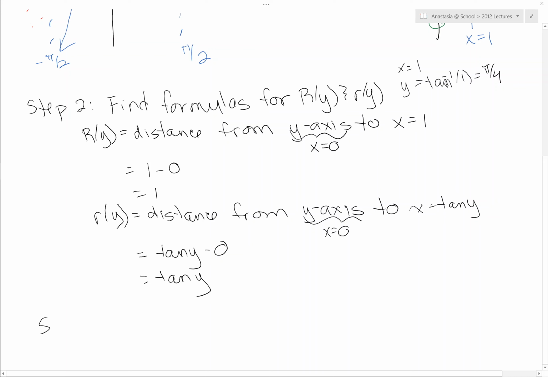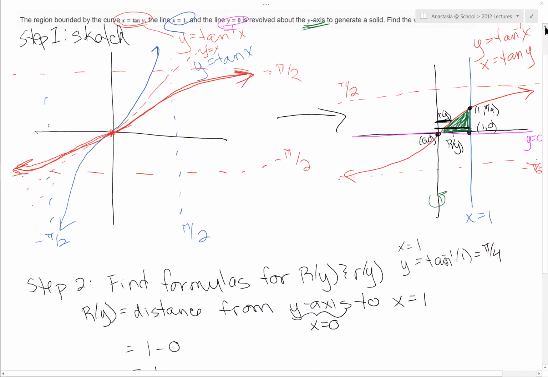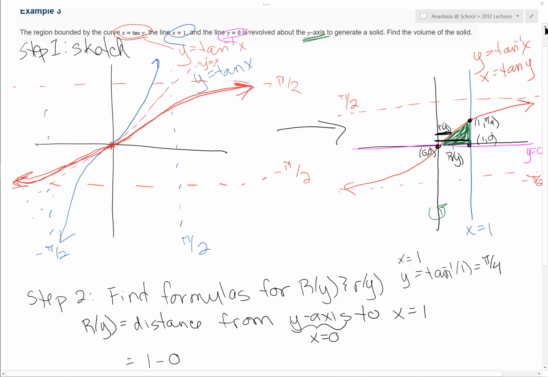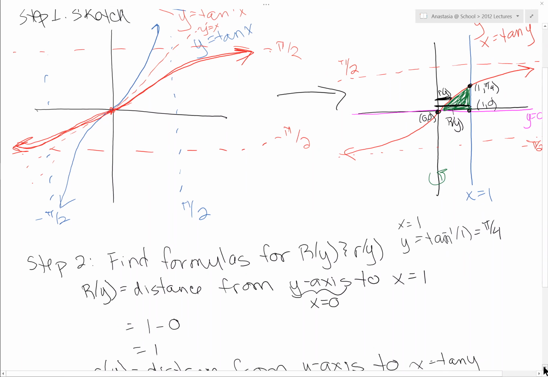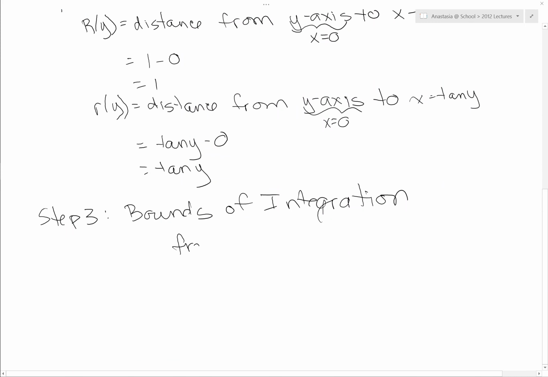Our third step is to find the bounds of integration. Just as with the disk method, the bounds of integration are the smallest and largest values in your shaded region. So in this case, we're integrating with respect to y. So that means we need the smallest y value and the largest y value. The smallest y value is very clearly 0. The largest y value is pi over 4. So then our bounds of integration are going to be from y equals 0 to y equals pi over 4.